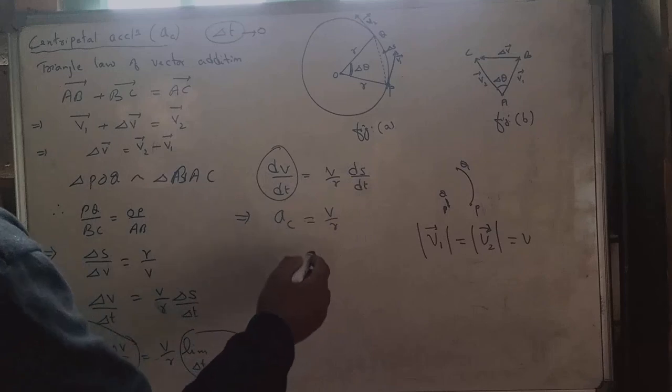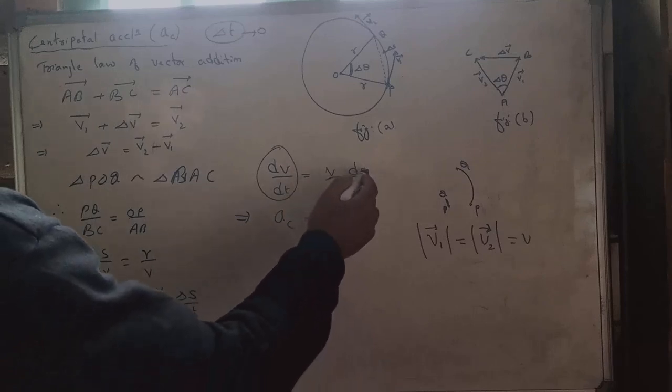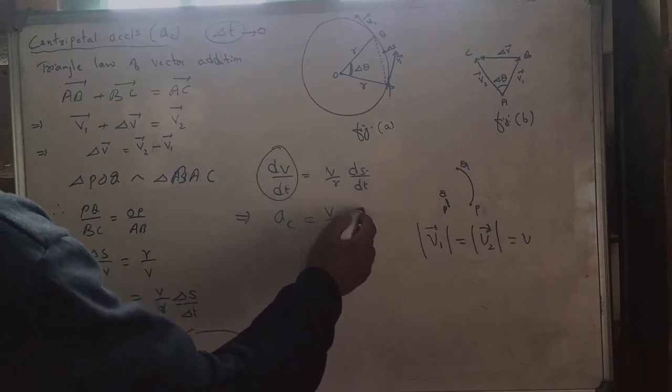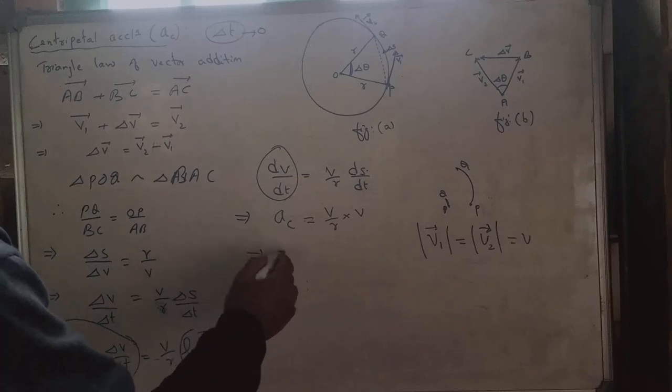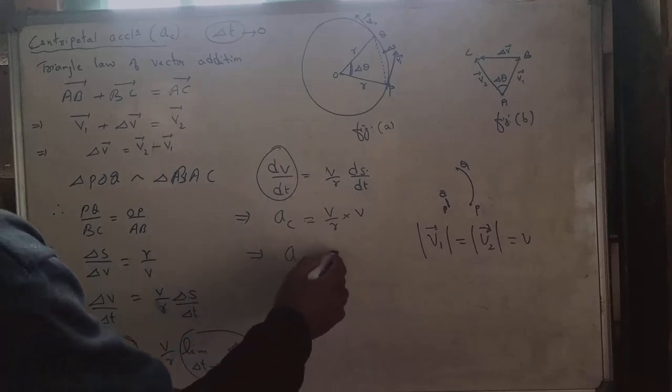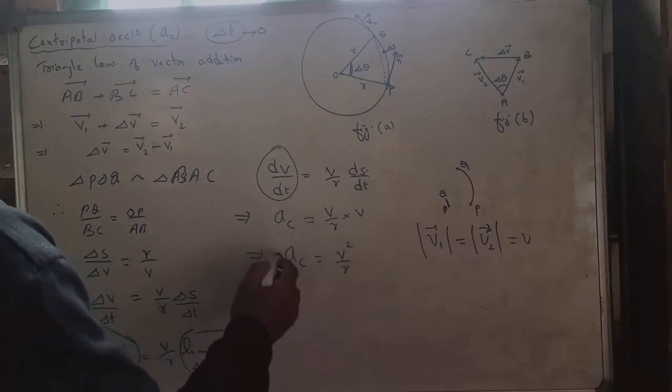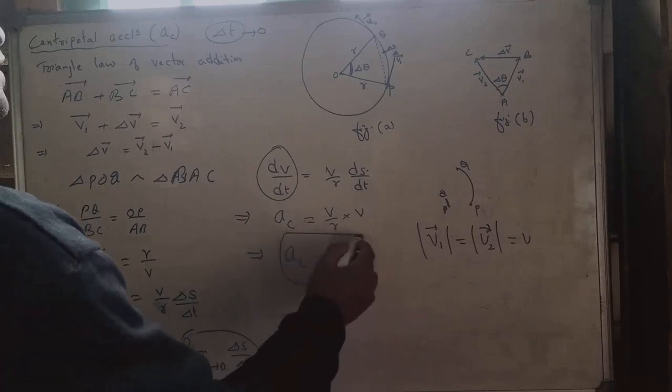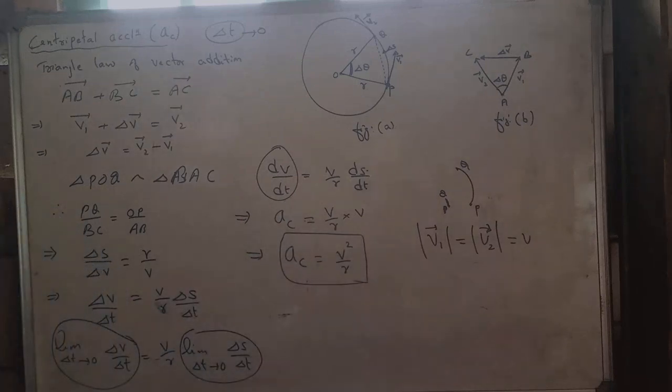And for ds upon dt, what is this? Linear displacement upon time. This is known as linear velocity. So we can say AC is equal to V square upon R. This is the expression of the centripetal acceleration for a particle moving in uniform circular motion.